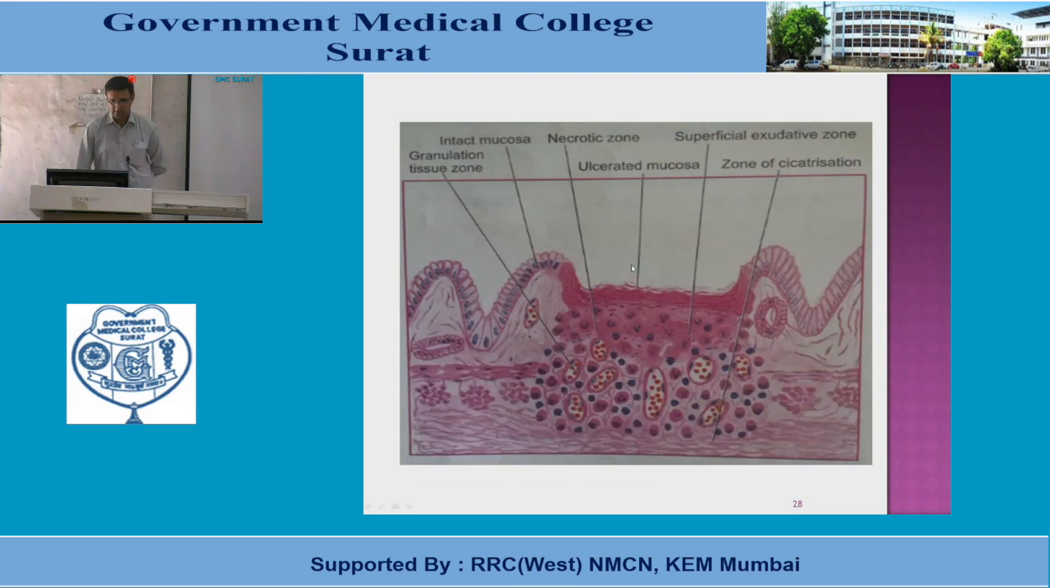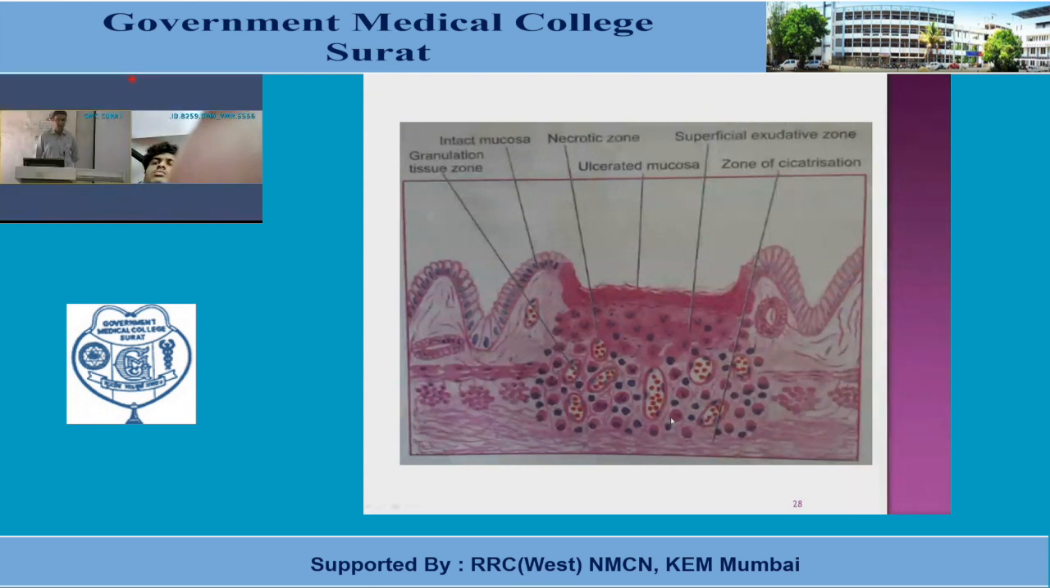See here again there is a peptic ulcer. See, this one is an ulcerated mucosa, and here there is a superficial exudative zone. Here there is a zone of cicatrization, and here there is an intact mucosa and granulation tissue with congested blood vessels.